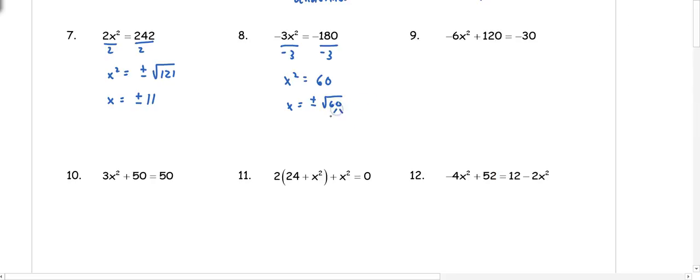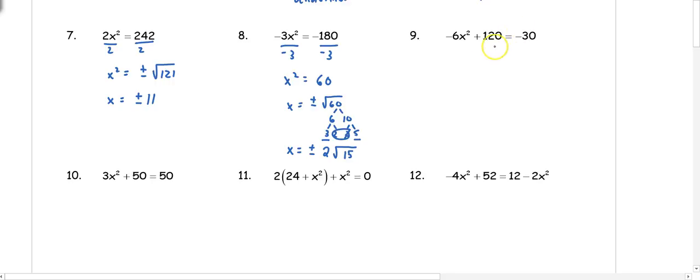So two numbers that multiply to 60 are 6 and 10. 6 breaks down to 3 and 2, and 10 breaks down to 2 and 5. So I have a pair of 2's and a 3 and a 5 left over. So x equals plus or minus square root of 2. And underneath the square root, we would have 3 times 5, which gets us 15.